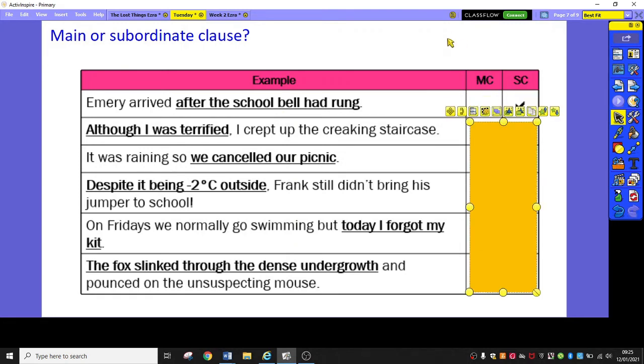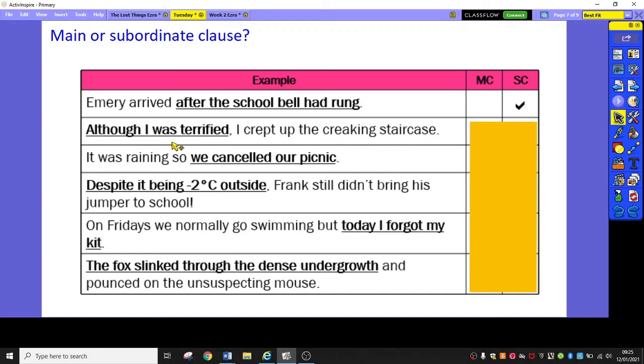So, the first one is a subordinate clause. What is the most important part of this sentence? The fact that Emery arrived, or that it was after the school bell? Well, as a reader, you're going to need to know that Emery arrived. So after the school bell rung gives me extra detail, so therefore that is my subordinate clause. And after the school bell rung doesn't make sense as a sentence on its own.